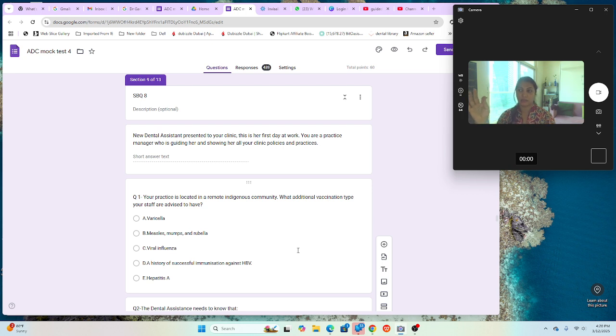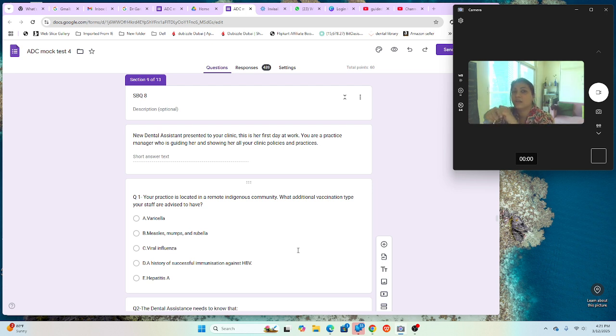HBV immunization. Basically, you already have gotten the HBV vaccination in childhood, and you keep on getting boosters until your titer is about 10 IU per ml. HBV is one of the standard vaccinations that you are already supposed to have in any part of the world. Varicella, measles, mumps and rubella, and a history of successful immunization against HBV is mandatory irrespective of where you're practicing. So by default you're supposed to have this.